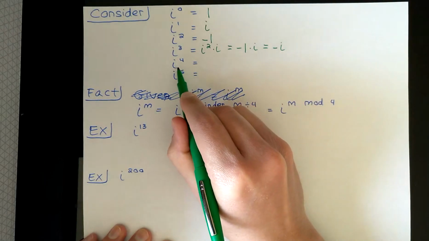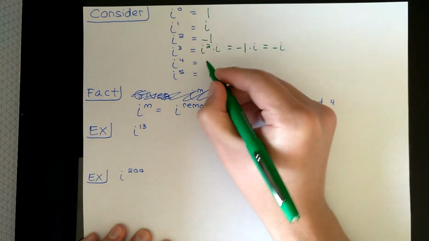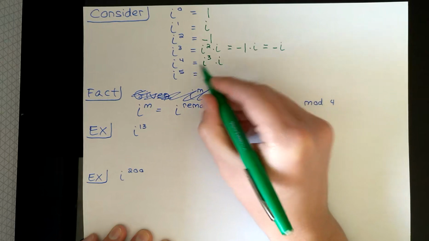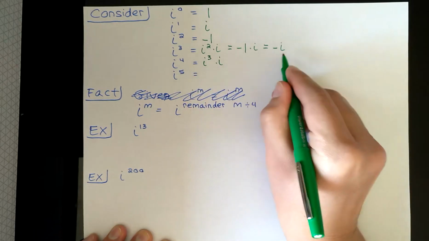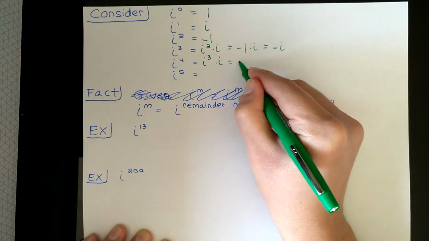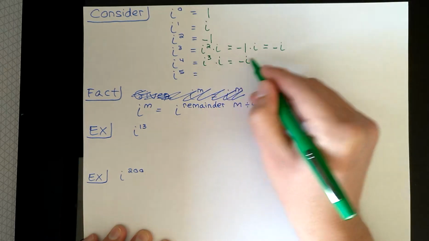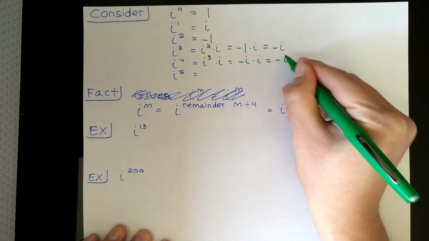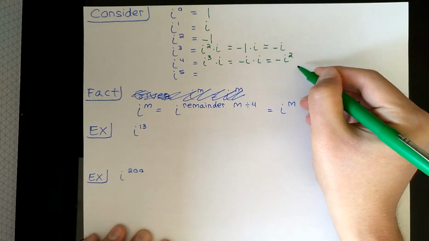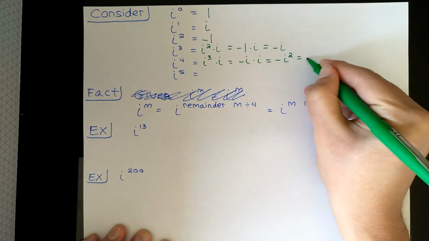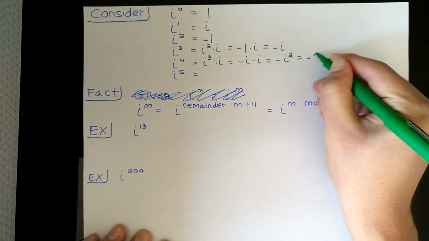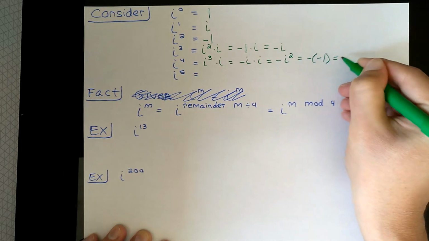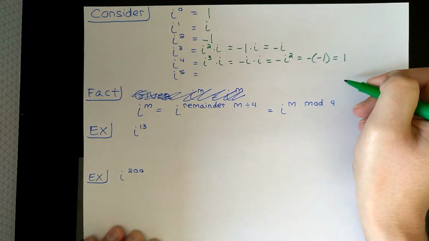Now i to the fourth power. Because we have i cubed times i again as i to the fourth, if we take that negative i to represent i cubed, we'd get negative i times i. That gives us negative i squared. And negative times i squared is the same thing as negative times negative 1, which is positive 1.